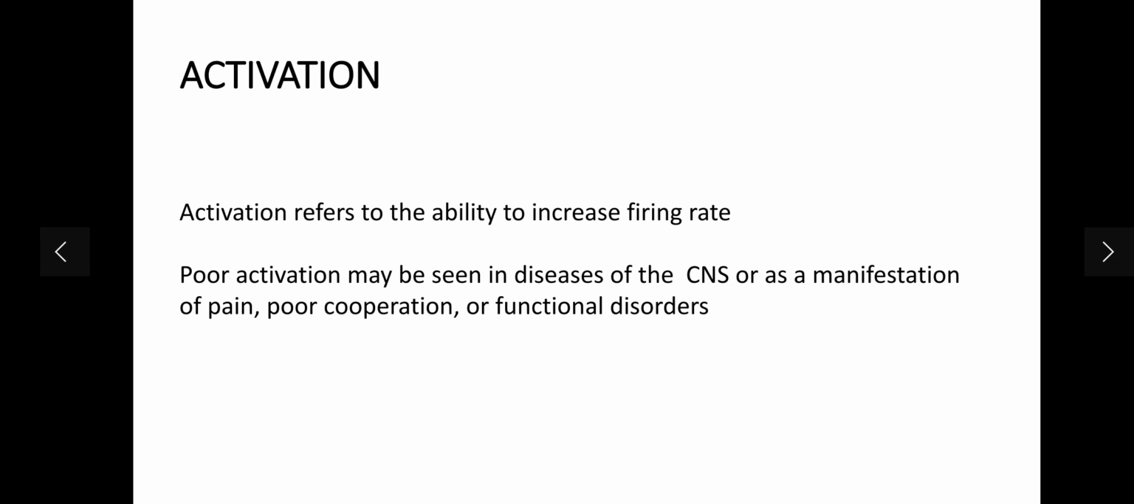Activation is a different thing, and it refers to the ability to increase the firing rate. So it's different from recruitment. It's the ability of the patient to increase the firing rate of the motor unit, instead of, say, firing at a frequency of 5 hertz, the ability to increase this to 10, 15, and 20 hertz. Poor activation may be seen in diseases of the CNS, or may be a manifestation of pain, poor cooperation, or functional disorder. During our assessment, we need to differentiate between poor activation and reduced recruitment.